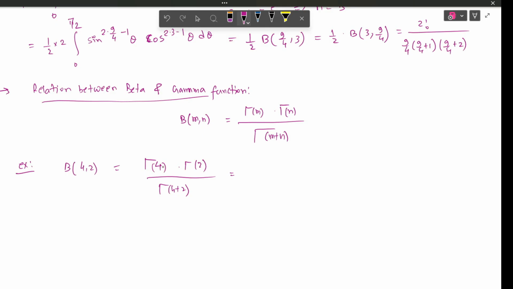Gamma of n plus 1 should be n factorial. So this is 3 plus 1, that should be 3 factorial. This is 1 plus 1, so 1 factorial. This is 5 plus 1, that is 5 factorial. Now this is 3 factorial, and we can write 5 factorial as 5 into 4 into 3 factorial. So it cancels out. We get 1 by 20.